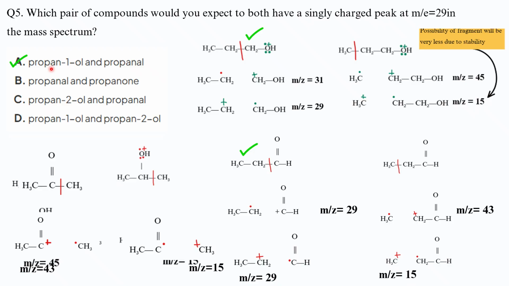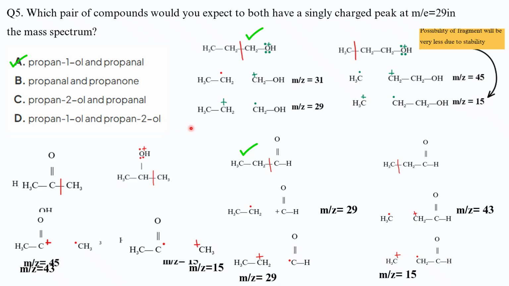So we have propan-1-ol. When I talk about propan-1-ol, here is the structure. If I carry out the fragmentation according to the rules that we have learned, this is how the fragmentation will happen. And I can see that in case of propan-1-ol, there is a possibility of an m/z equals 29 peak. Since there is a possibility of this peak, I can conclude that this could be the probable answer. I can see that propan-1-ol is present in option A as well as in option D. This means I have to check for others also.